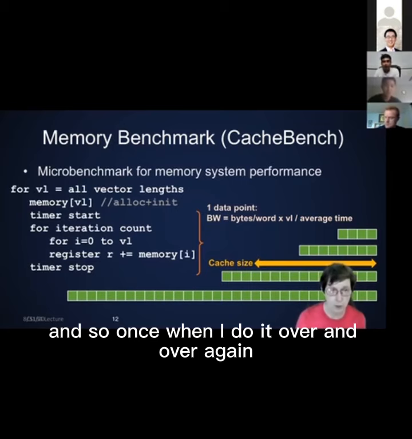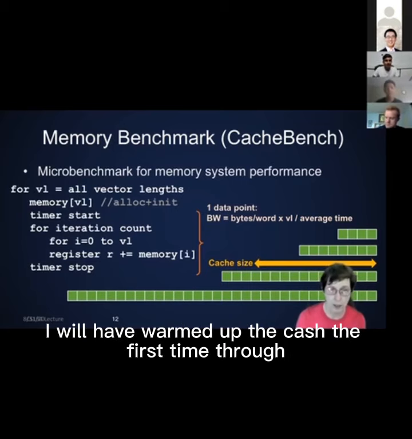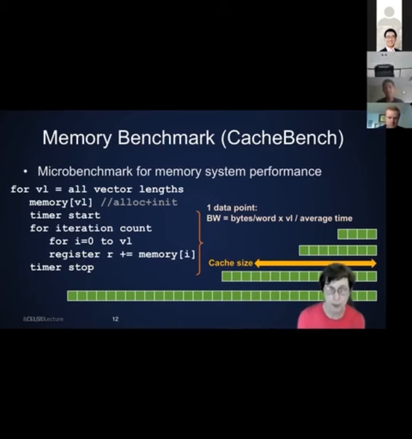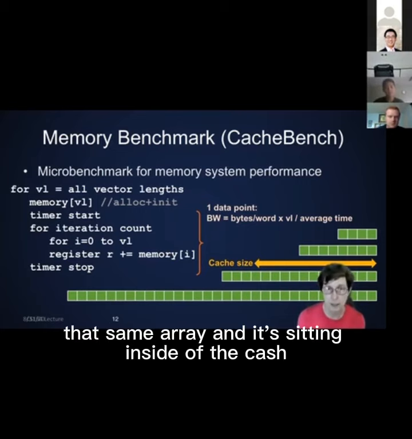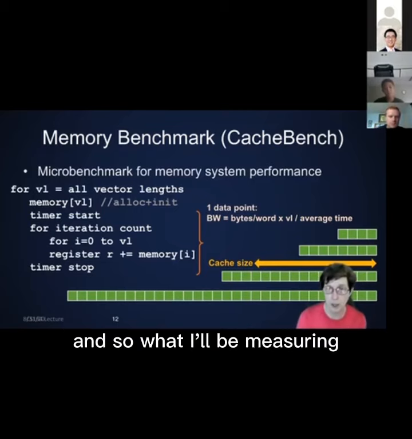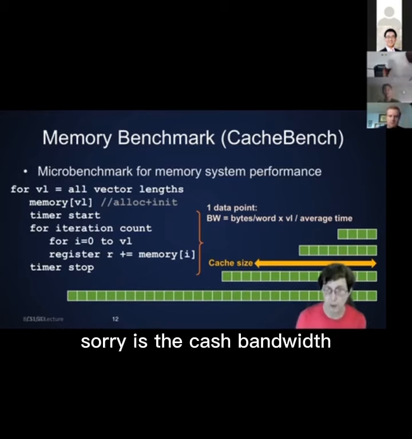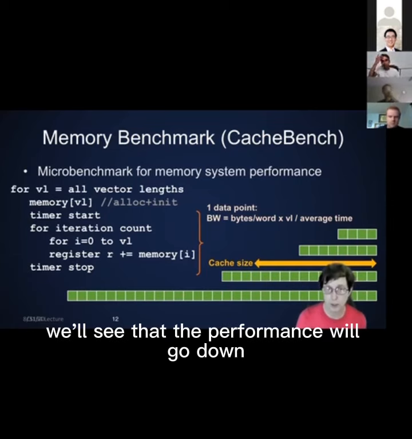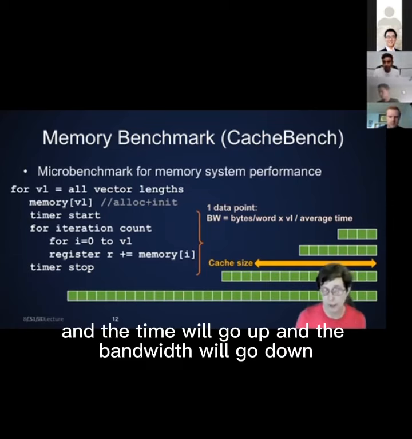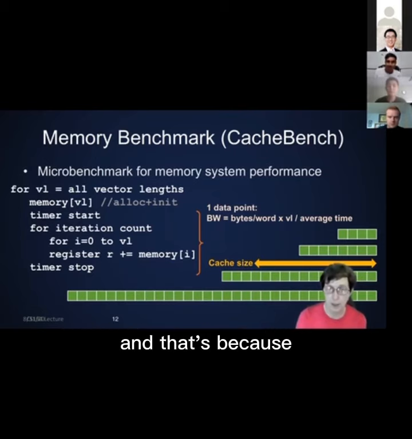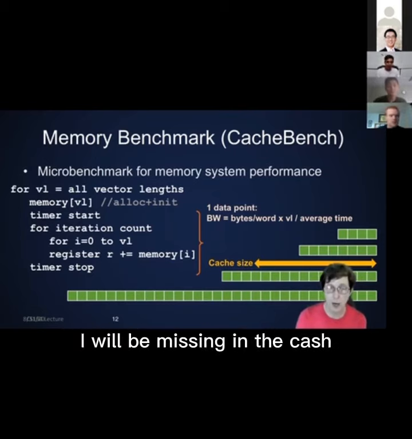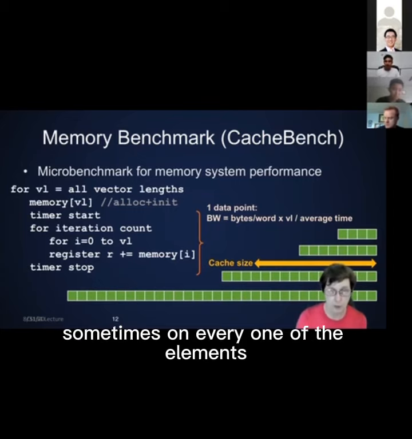And so when I do it over and over again, I will have warmed up the cache the first time through. And then after that, I'll keep accessing that same array, and it's sitting inside of the cache. And so what I'll be measuring for these small arrays is the memory bandwidth. What I'll be measuring for the larger arrays is the cache bandwidth. For the larger arrays, we'll see that the performance will go down, and the time will go up, and the bandwidth will go down. And that's because once the array does not fit in cache, I will be missing in the cache sometimes on every one of the elements.